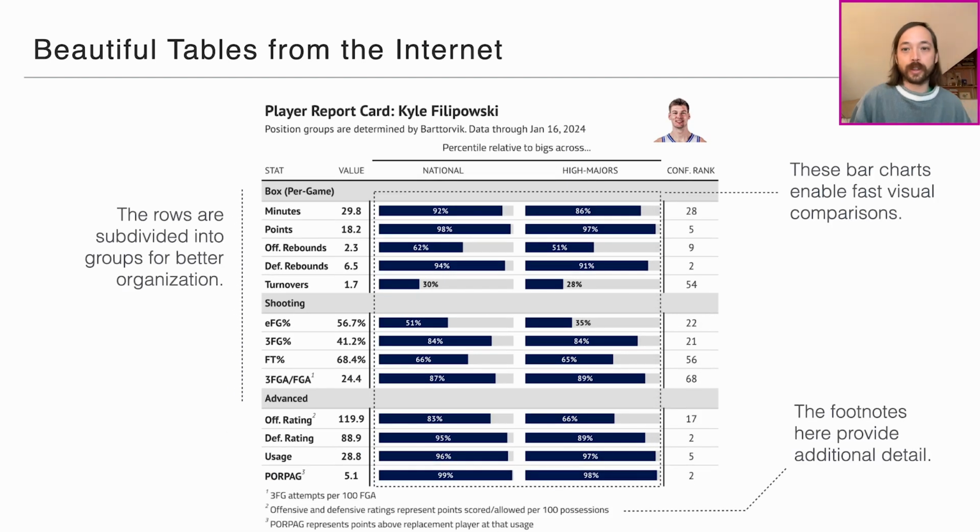All right, here's another one. This is about a specific basketball player. Some nice things about this table are it has bar charts, so you can actually include small graphics in your table. It also has the rows split up, so there's some grouping behind the rows. And then the last thing is it has these footnotes here for providing additional details.